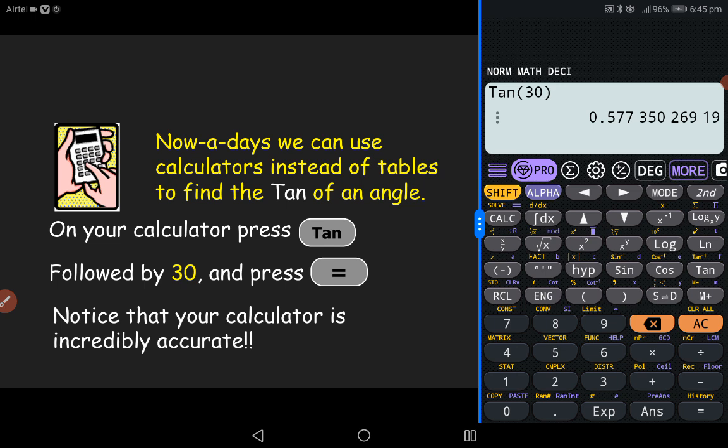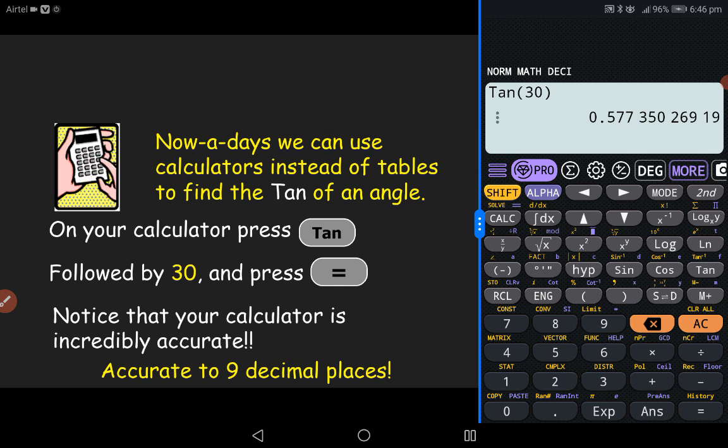Notice that your calculator is incredibly accurate. It has to be very accurate. That's why it's good to buy good calculators like Casios. Original Casios are very accurate, accurate to 9 decimal places. If you look at the display there, this is about 11 decimal places. That means my calculator is very accurate. After the decimal, try to count how many decimal places there are.